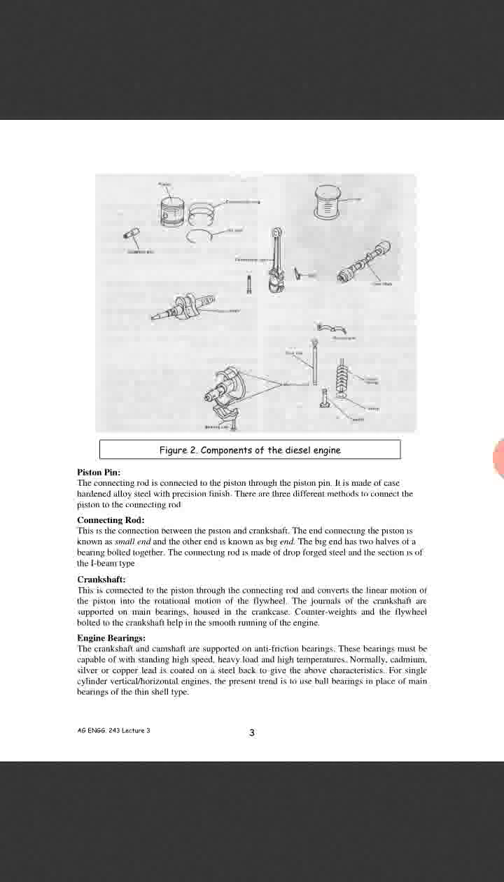Next component are the engine bearings. The crankshaft and camshaft are supported on anti-friction bearings. These bearings must be capable of withstanding high speed, heavy load and high temperatures. Normally cadmium, silver, copper, lead is coated on a steel back to give the above characteristics. For single cylinder vertical and horizontal engines, the present trend is to use ball bearings in place of main bearings of the thin shell type.